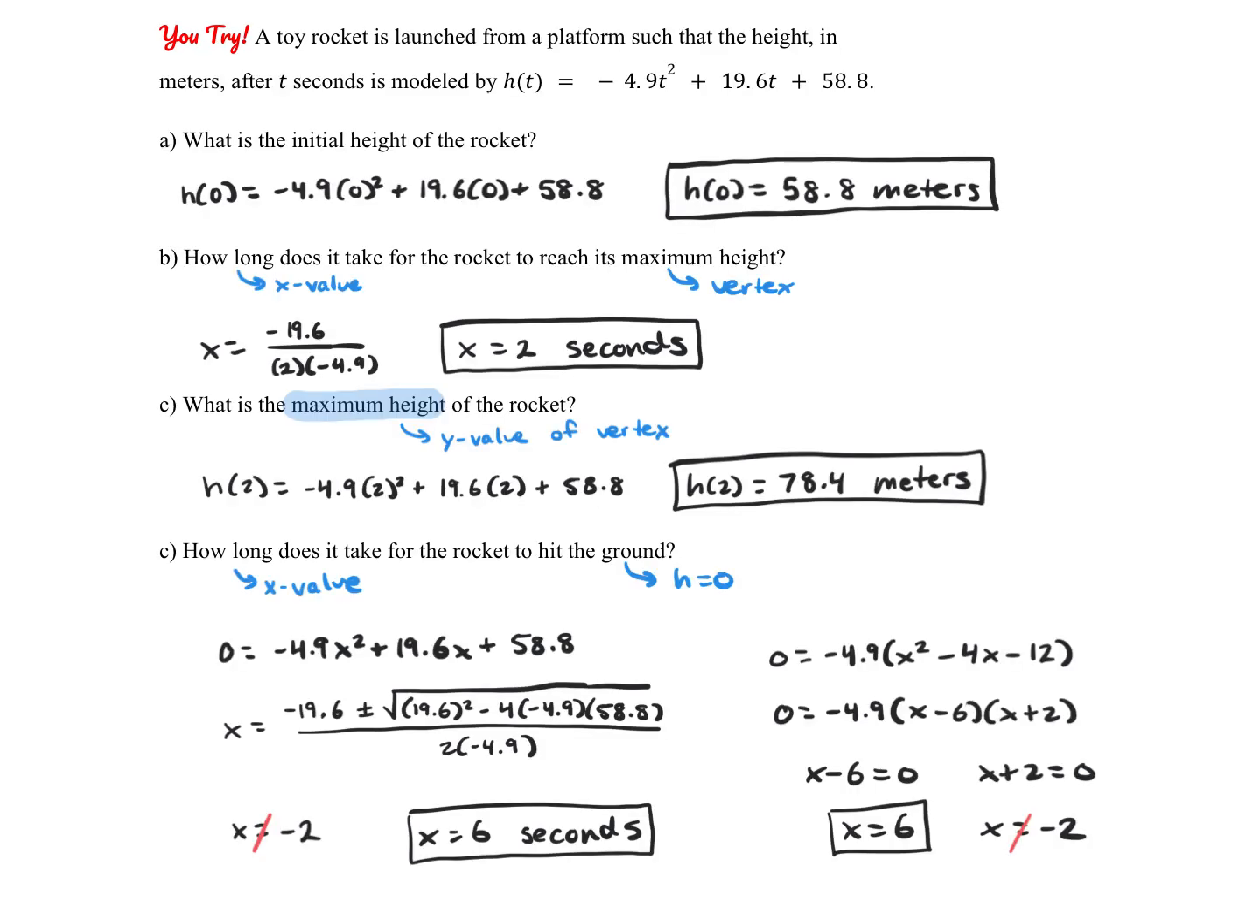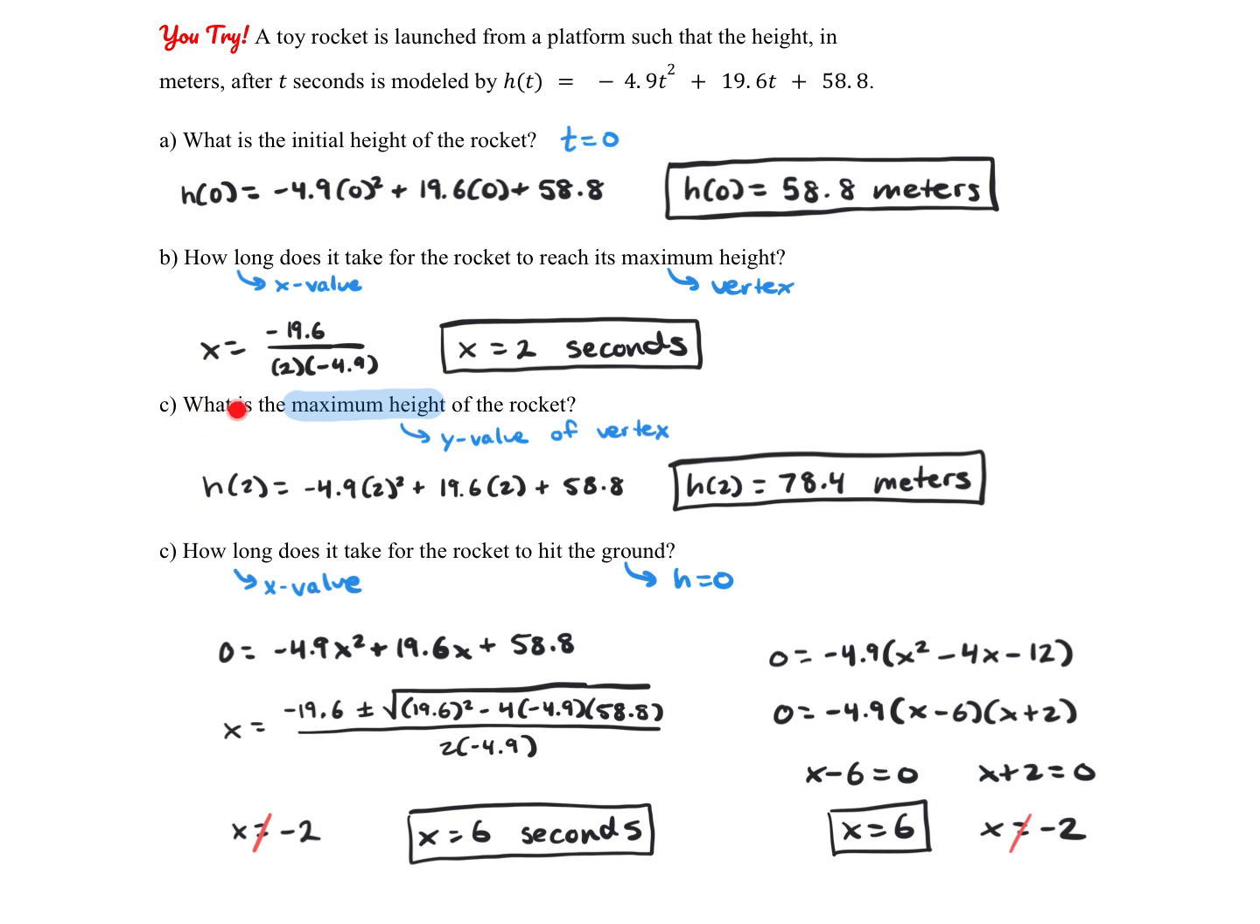All right, go ahead and check your work. So for part A, we're asked to find the initial height, which is the height when t equals 0, also the y-intercept. So we can find that by replacing our t values with 0, and we get 58.8 meters. For part B, it says how long does it take the rocket to reach its maximum height? So we are finding the x value of the vertex, which is exactly 2 seconds.